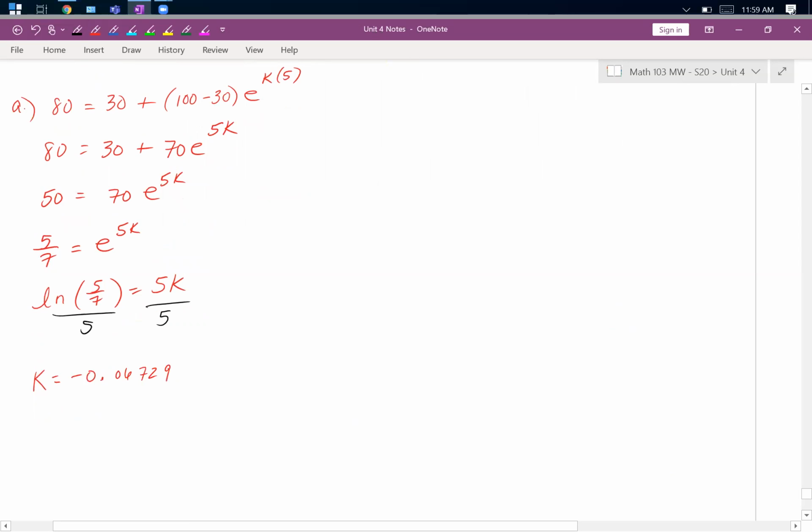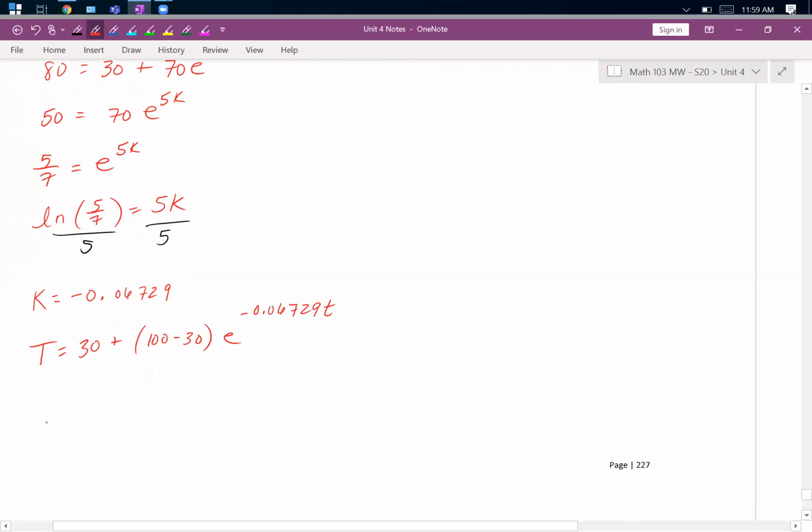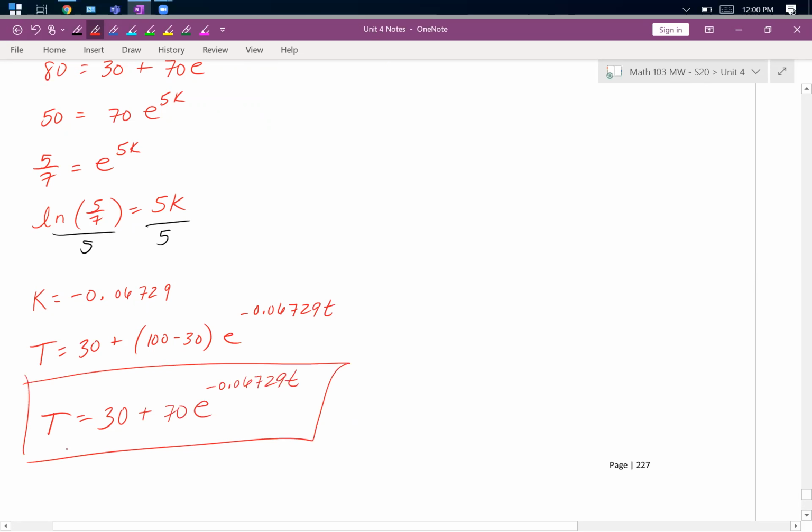Now we want to write the equation, and like I said, we're going to plug our T sub 0, our C, and our k value into the equation. It's going to be 30 plus 100 minus 30 times e to the negative 0.06729 t power. And I'd take a second and clean this up just so I had something easier to work with for our subsequent questions. So there's our part A.